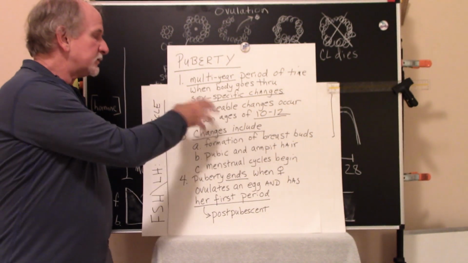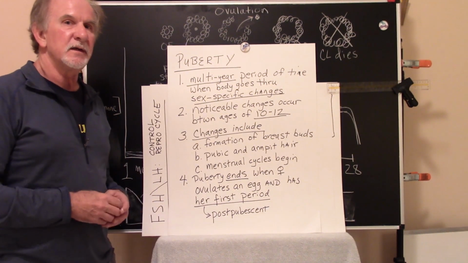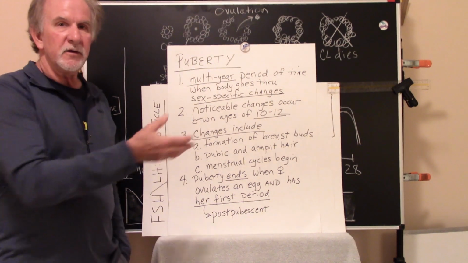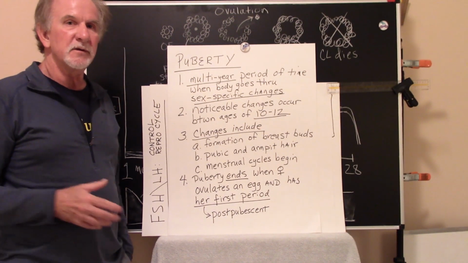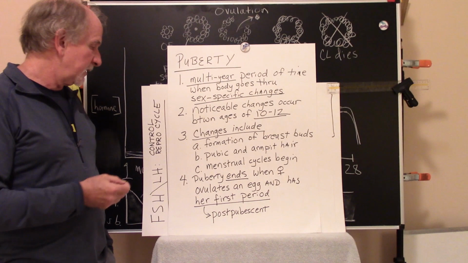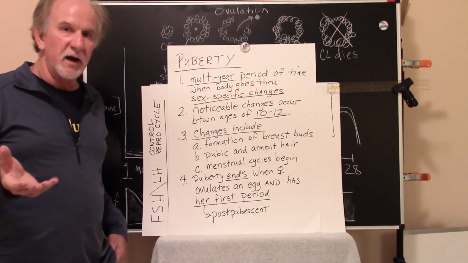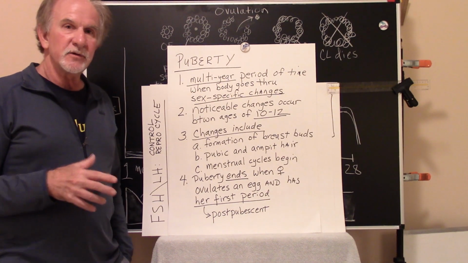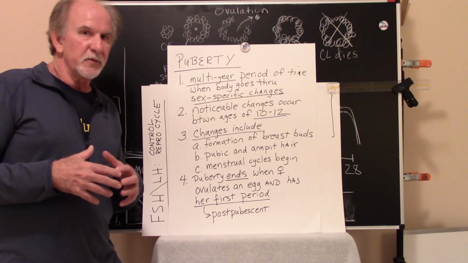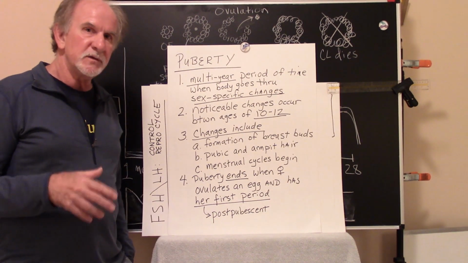So in females, the changes include the formation of what are known as breast buds, and that just means the breasts are starting to enlarge. Pubic hair starts to form, as well as hair in the armpit region. Menstrual cycles begin. So puberty in females ends when she ovulates an egg and has her first period. Once she's had her first period, puberty's over, and she becomes a post-pubescent.